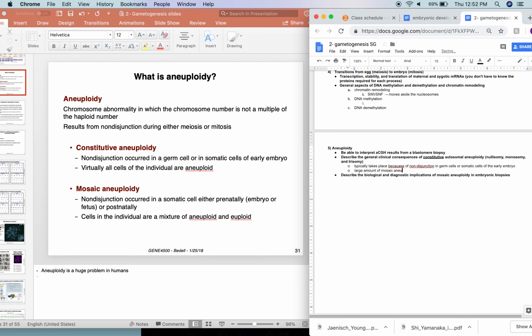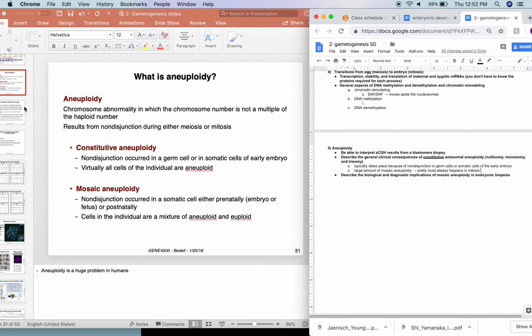That almost always has to take place in mitosis. And it can take place really at any stage. It can take place in the blastomeres, we'll see some examples of that. It can even take place postnatally. And yeah, it happens a lot. So constitutive and mosaic, and I'll show you an example later on of probably the most well-known case of mosaic aneuploidy. Okay, so this is the slide.